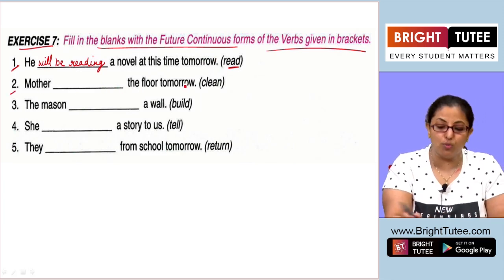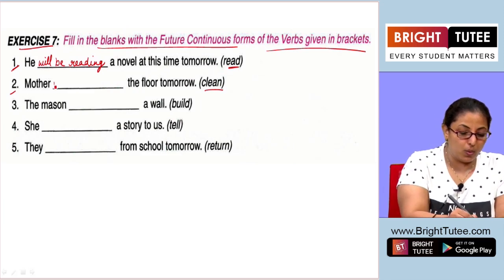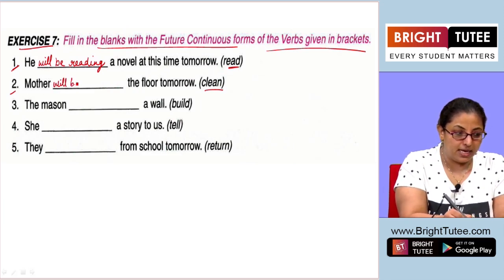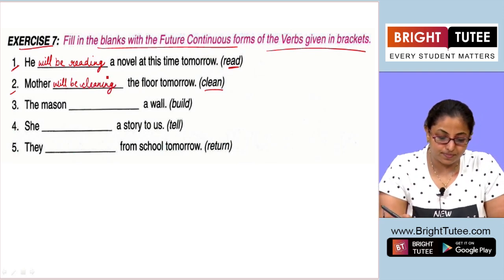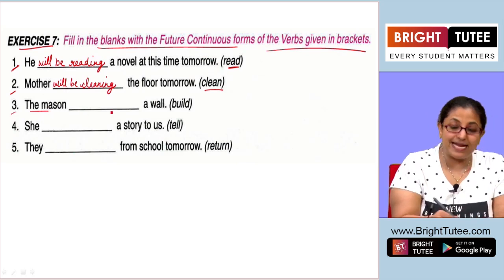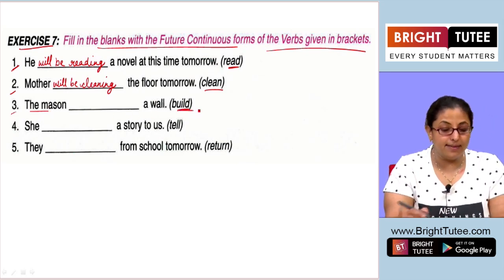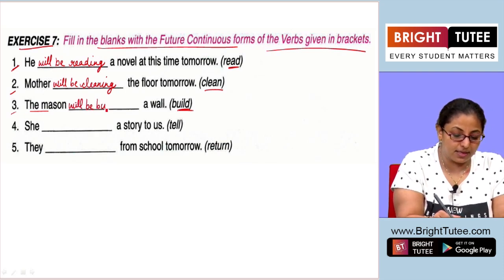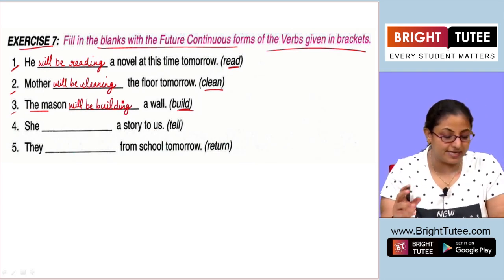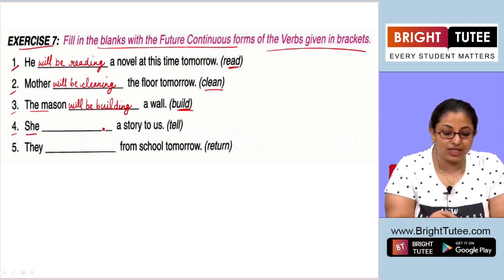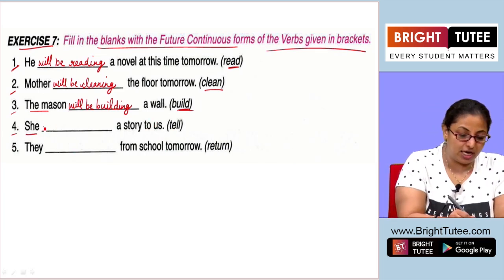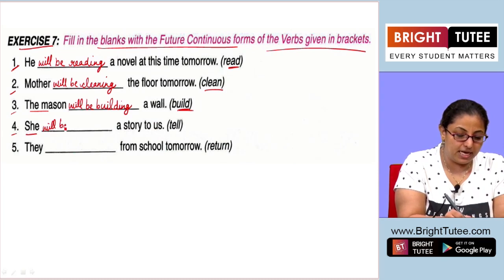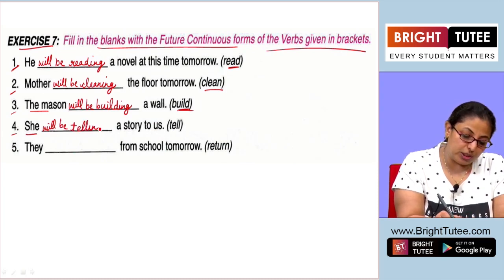Mother dash the floor tomorrow. Mother will be cleaning the floor tomorrow. The mason dash a wall. Build. The mason will be building. Right? These are all future continuous tense. She dash a story to us. She will be telling a story to us.